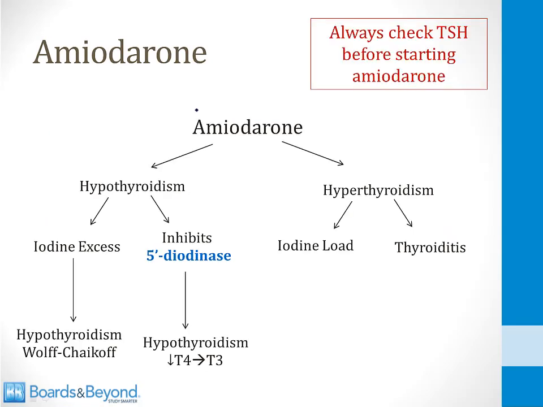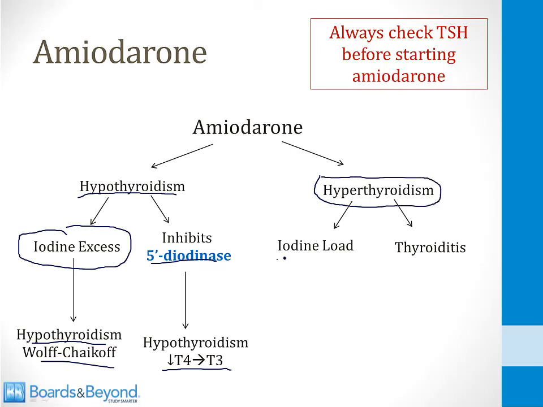So let's review all the different ways amiodarone can affect the thyroid gland. First of all, it can cause hypothyroidism by two mechanisms. It can lead to iodine excess from the iodine contained in the amiodarone molecules. This can lead to hypothyroidism via the Wolff-Chaikoff effect. In addition, amiodarone inhibits 5' deiodinase, and this can lead to hypothyroidism by blunting the peripheral conversion of T4 to the more potent T3. There are also two mechanisms by which amiodarone can cause hyperthyroidism.